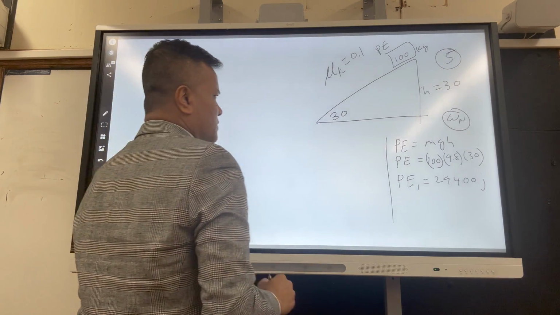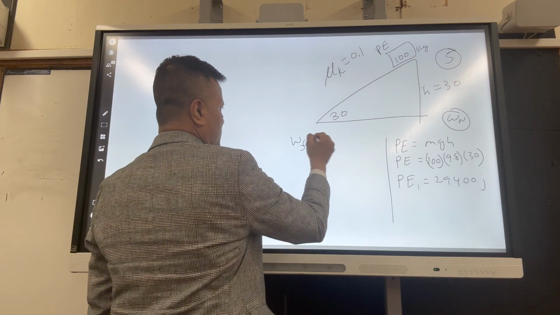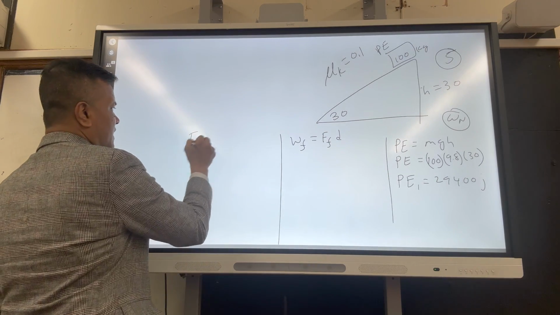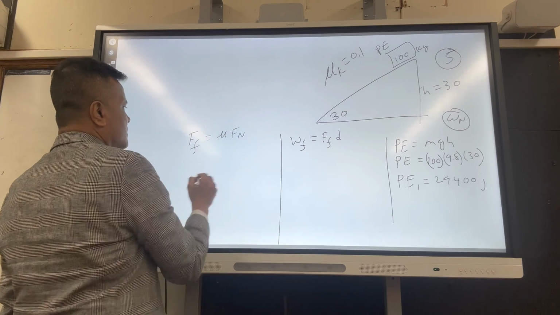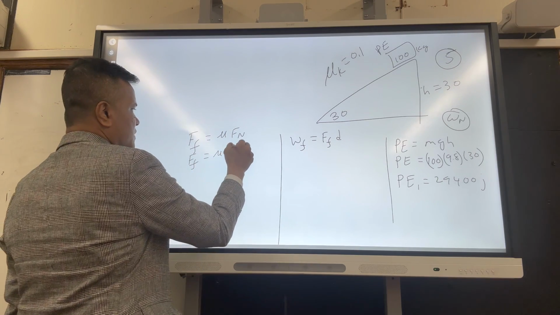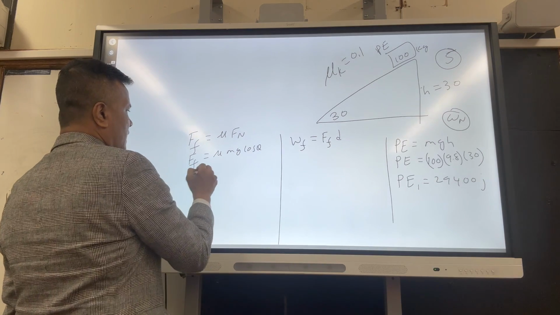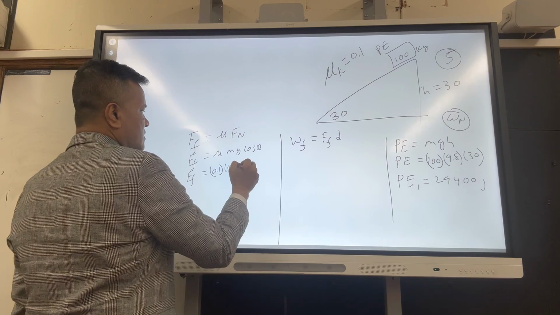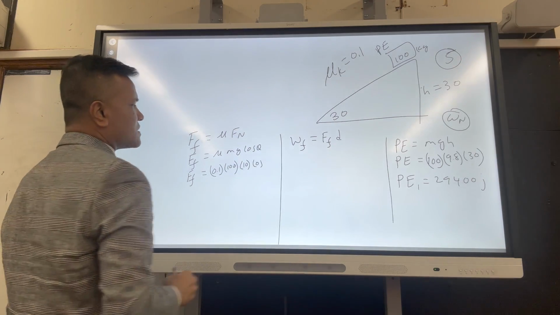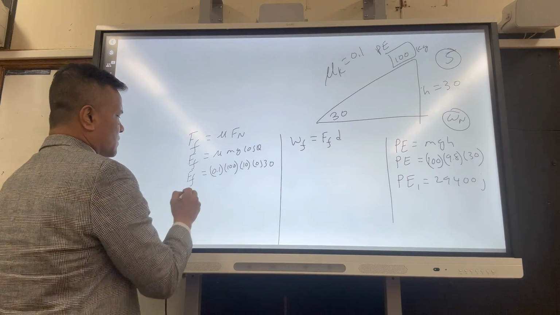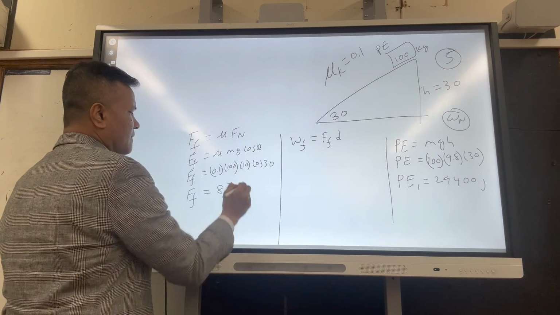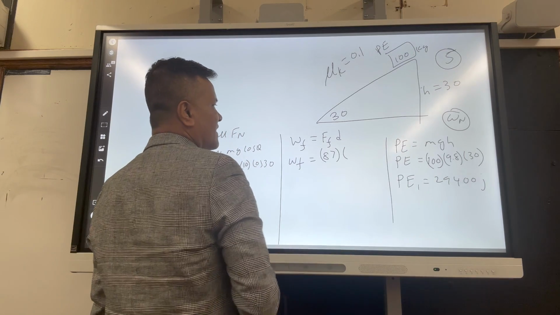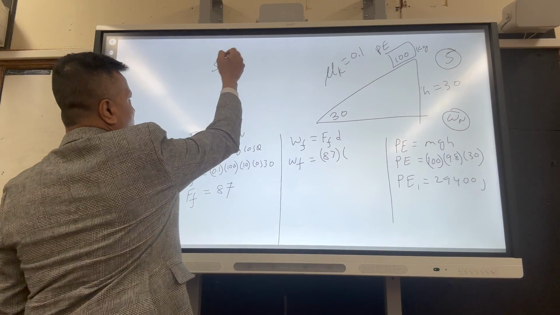So for the net work we have to find WF. What is WF? WF is FF times D. So let's find FF. FF is mu Fn. So what is Fn? Fn is mg cosine theta. So mu is 0.1, m is 100, g is just 10, and the angle is 30. So FF is 87. So WF is equal to 87 times D, and we're going to find D.